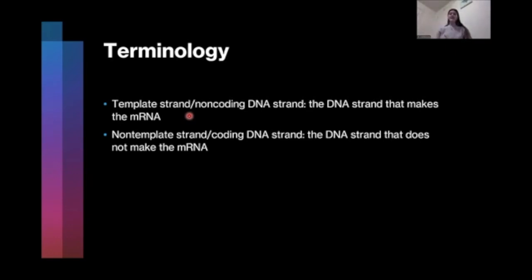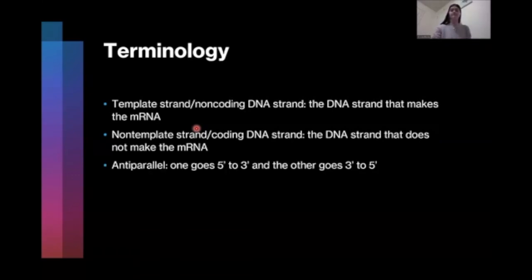On an exam, you could be given any of these four words, so it's important to know what all of them mean. The way that I remember it personally is I remember template and non-template, because that one makes the most sense for me: the template makes the mRNA and the non-template doesn't make the mRNA. So I remember template and non-template, and then I remember the nons don't go together. So I know non-template must be the coding strand, and template must therefore be the non-coding strand. And that's how I remember it. If you have another way you can remember that, that's fantastic.